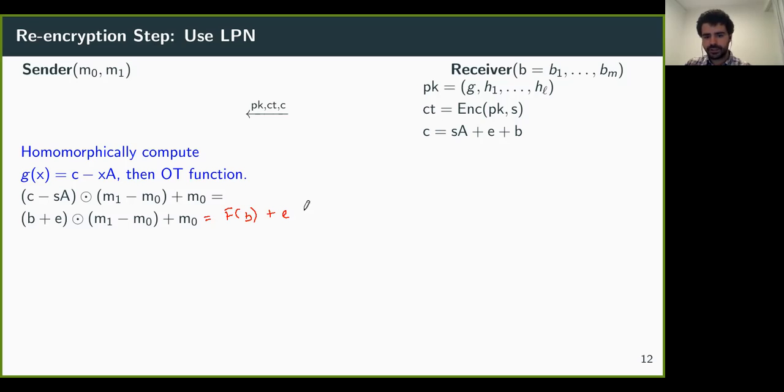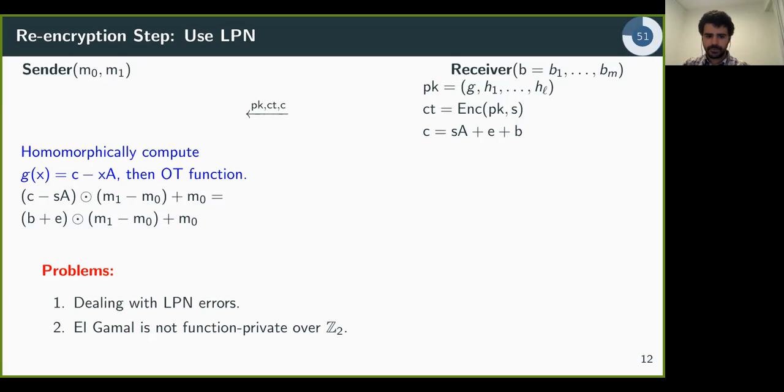plus this term e. This symbol corresponds to multiplication coordinate-wise, e times m1 minus m0. Right? Some of these positions have this extra error term. So we need a way to deal with these error positions. And that's what I'm going to show now.